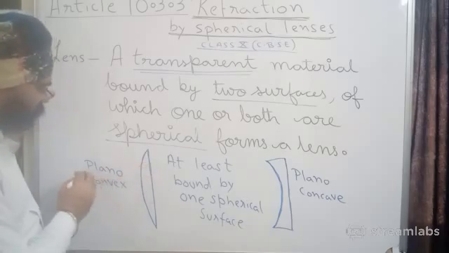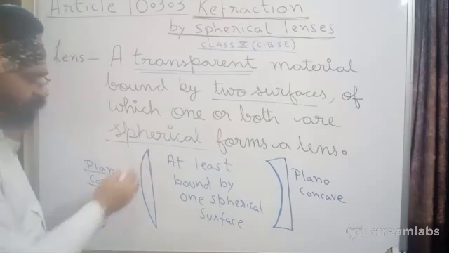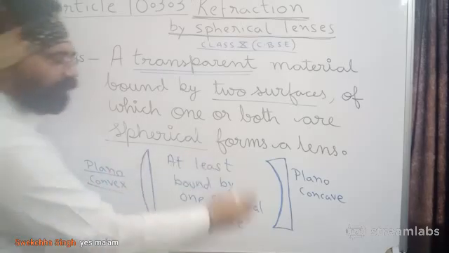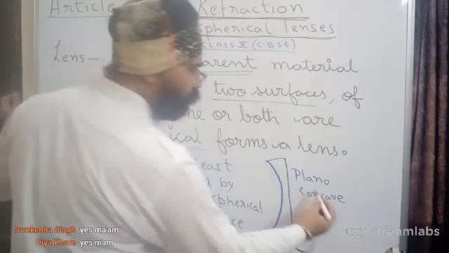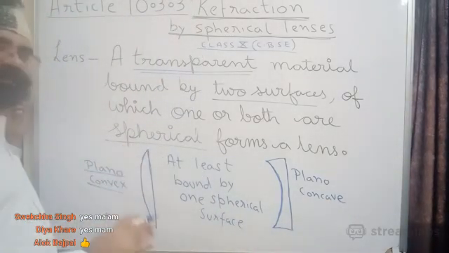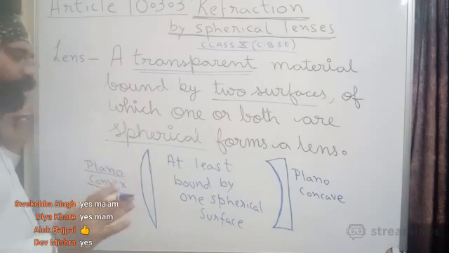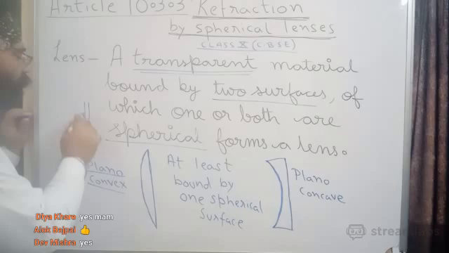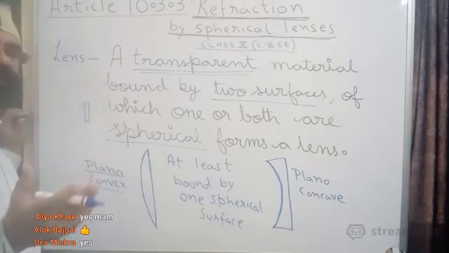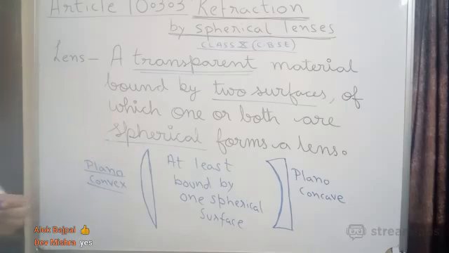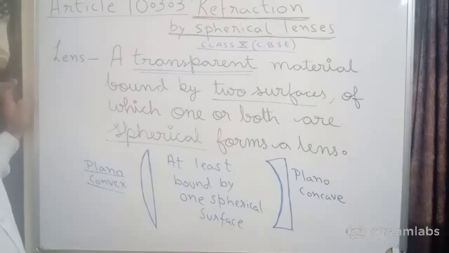I call such a lens a plano-convex. If it's bulging out, it's waxing out, it's convex. If it is caving in, it's concave. So this one is plano-concave. Okay, one surface is curved, so it becomes a lens. Had both been straight like this, then it would not be a lens. Okay, it would become a glass slab, which we have already done in the previous lecture, right?